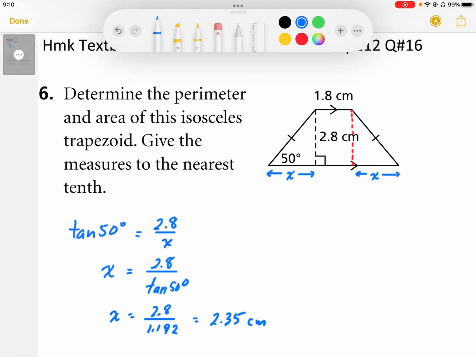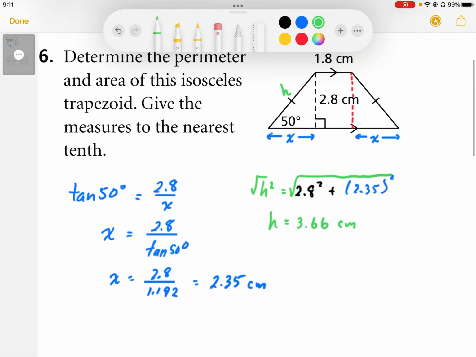We'll use this length to find the hypotenuse length, which we'll call h. So h squared is equal to 2.8 squared plus x squared, which was 2.35 squared, and when we square root both sides, it gives us an h value of 3.655, which I'm going to round to 3.66 centimeters. I'm going to use 2 decimals for these calculations, and then we'll round to the nearest tenth at the end. So we'll do the perimeter first.